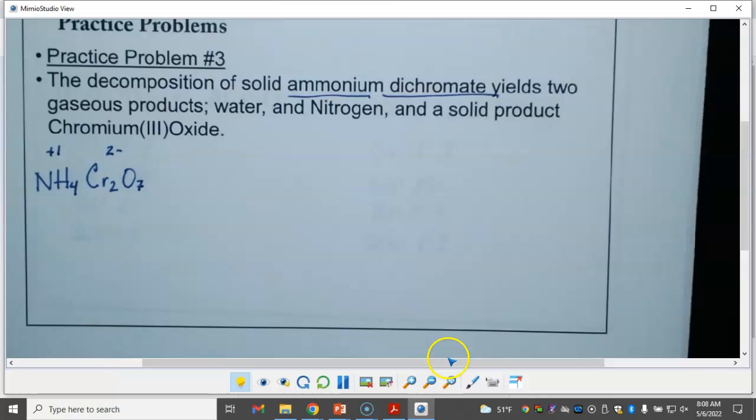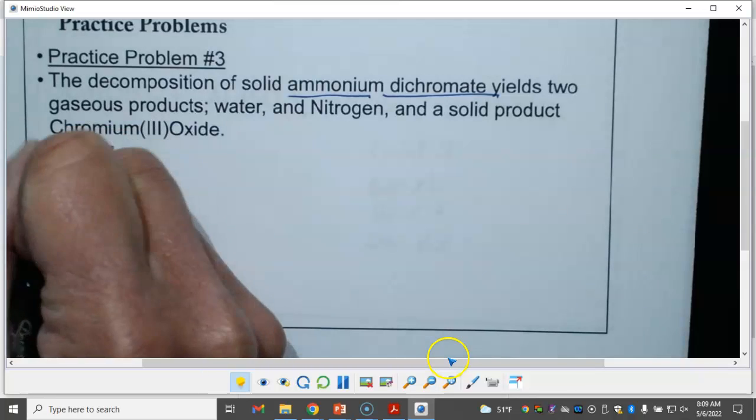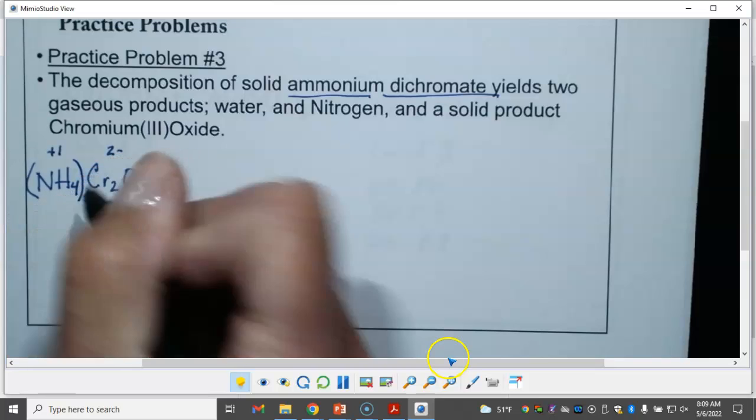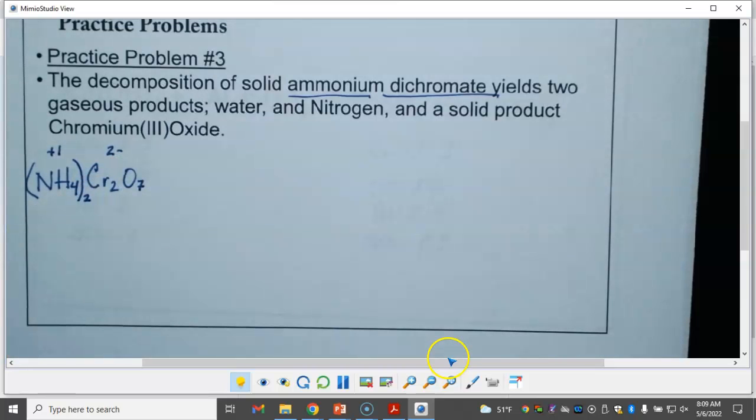Somebody check your polyatomic ion list. Make sure dichromate is -2. Okay, cool. So do I need more ammonium or more dichromate? Ammonium. So I'm going to put my parentheses around it, put a subscript 2.